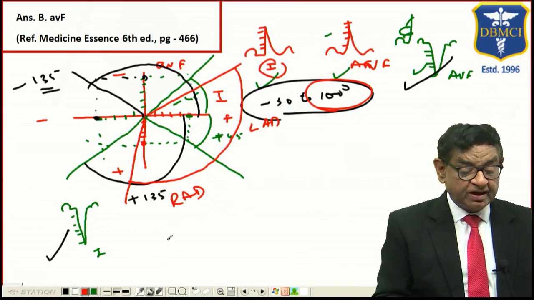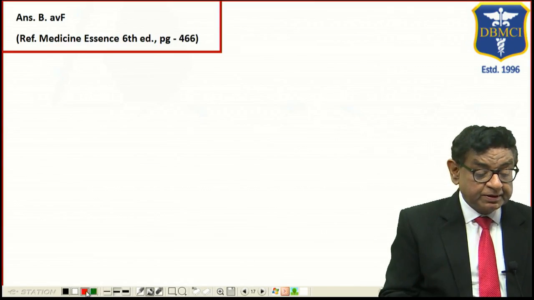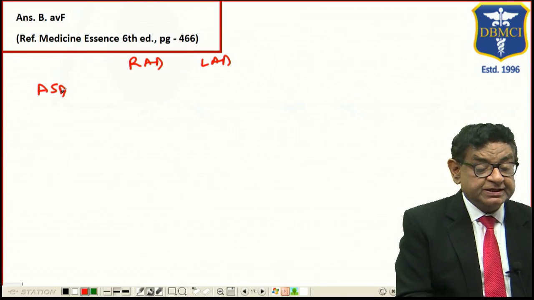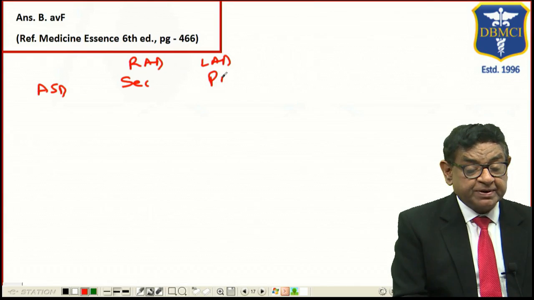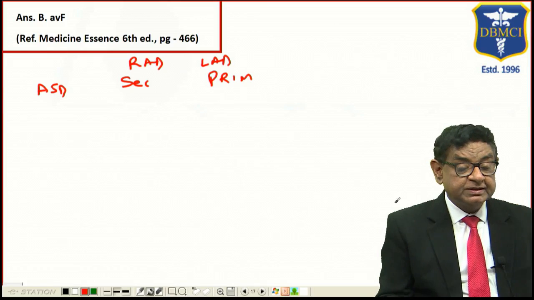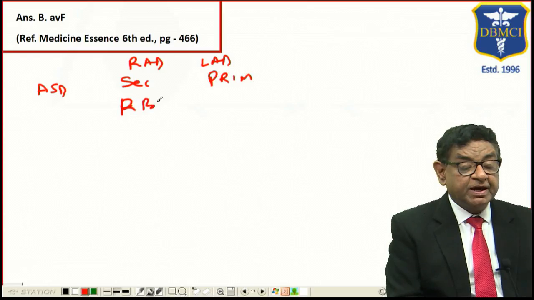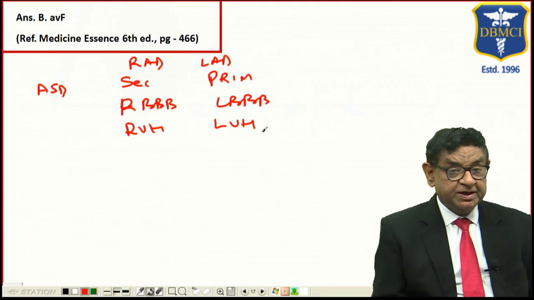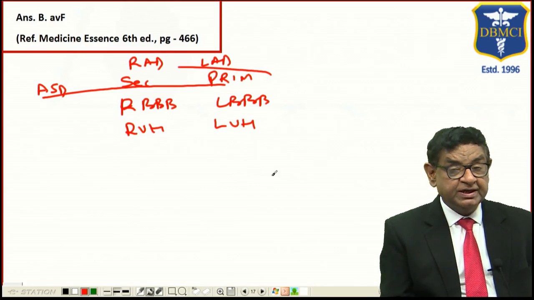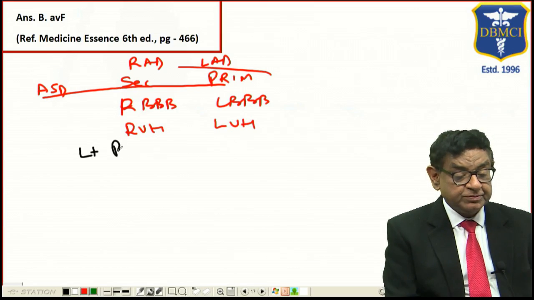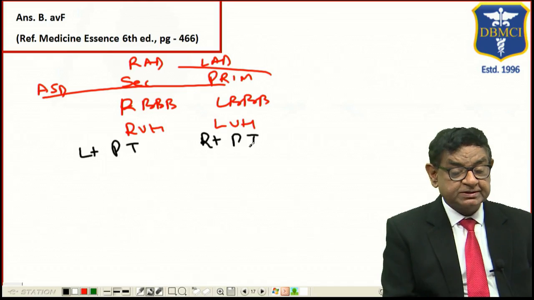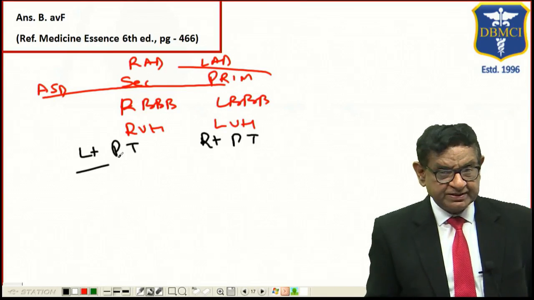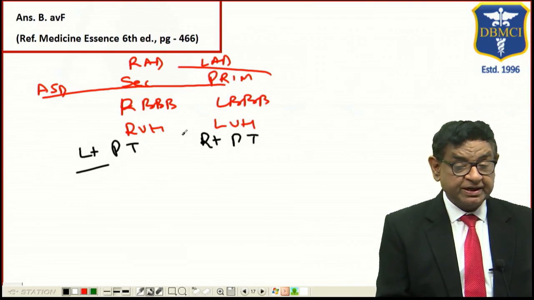Causes of right axis deviation and left axis deviation: ASD, septum secundum, septum primum. Then right bundle branch block, left bundle branch block. Right ventricular hypertrophy, left ventricular hypertrophy. And this is very frequently asked: left pneumothorax, right pneumothorax. Remember, when pneumothorax occurs on the right side, it will push the heart to the left side. If pneumothorax occurs on the left side, it will push the heart to the right side.